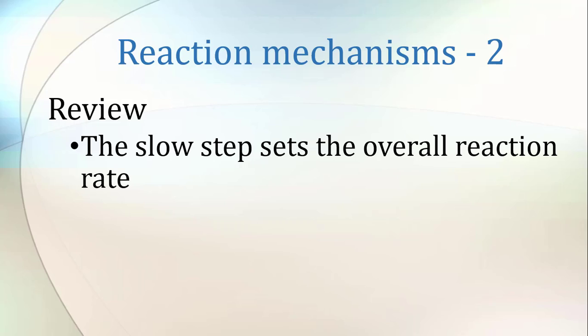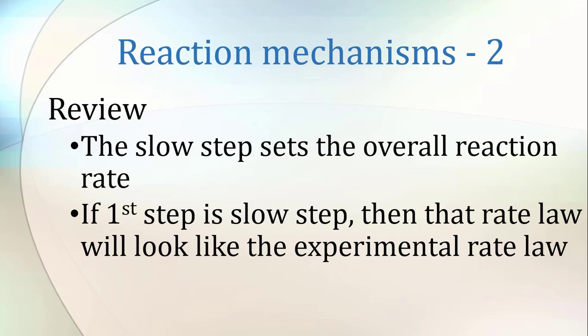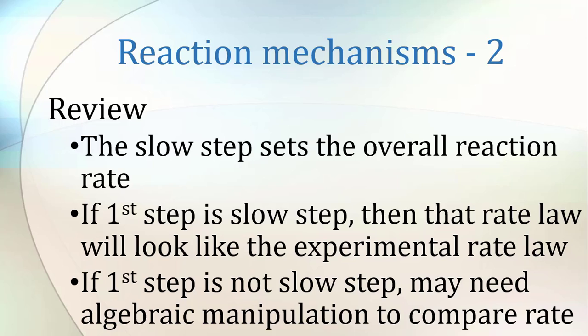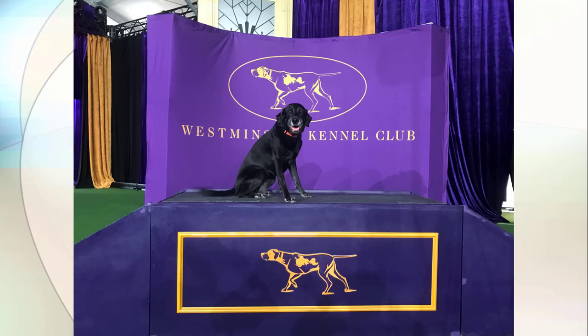The slow step sets the overall reaction rate. If the first step is the slow step, then that rate law must look like the experimental rate law. If the first step is not a slow step, you may need to do some algebraic manipulation to compare rates. And that concludes our videos on reaction mechanisms. There will be further kinetic videos.